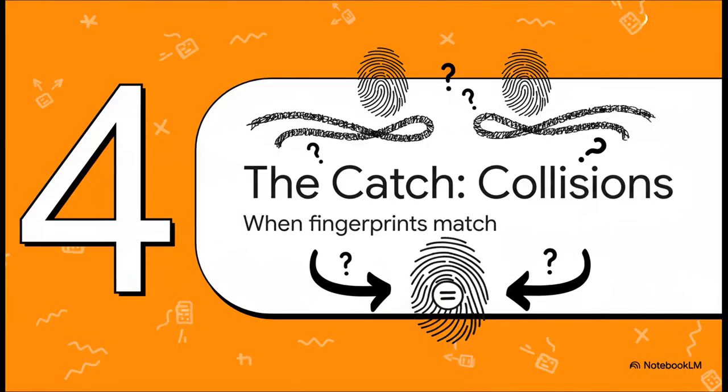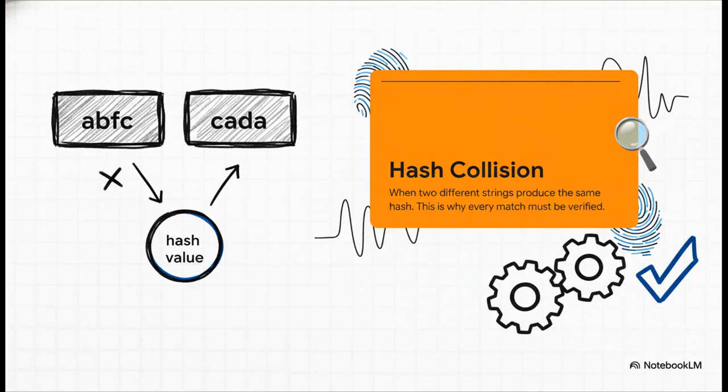Now, this all sounds a little too perfect, doesn't it? There is one catch, and it's a big one we absolutely have to deal with. What happens if 2 totally different strings just happen to create the exact same fingerprint? That's called a hash collision. Now, if you have a good hash function, it's pretty rare, but it can happen. For instance, maybe the string ABFC, just by pure chance, ends up with the same hash value as kata. So the rule is simple and non-negotiable. If the hashes match, you must then do a final character-by-character check to prove it's a real match and not just a fluke.